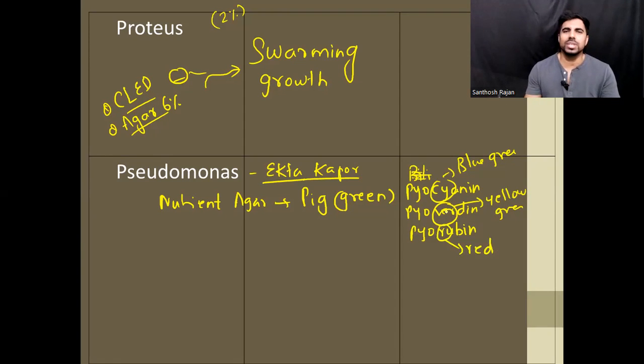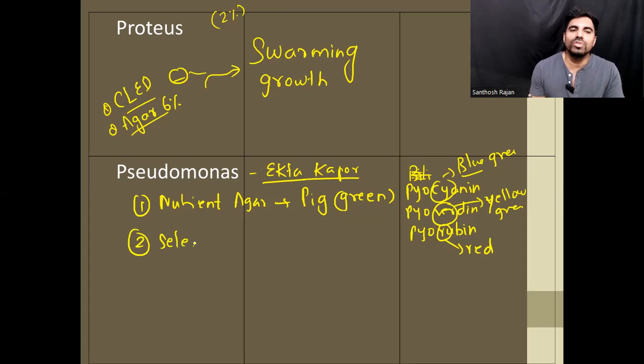This is easy. Naam se yaad kar. V and Y look similar. V and Y look so yellow, verdin. Cyanosis is blue, so blue. And rubin, red, easy. That is okay. Nutrient agar. Selective media, that's the important question. If you remember, frequently they ask one question. Selective media is what?